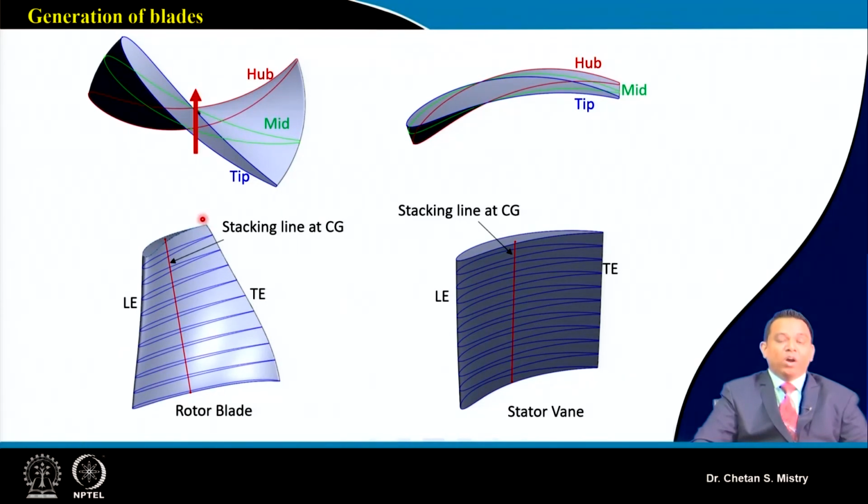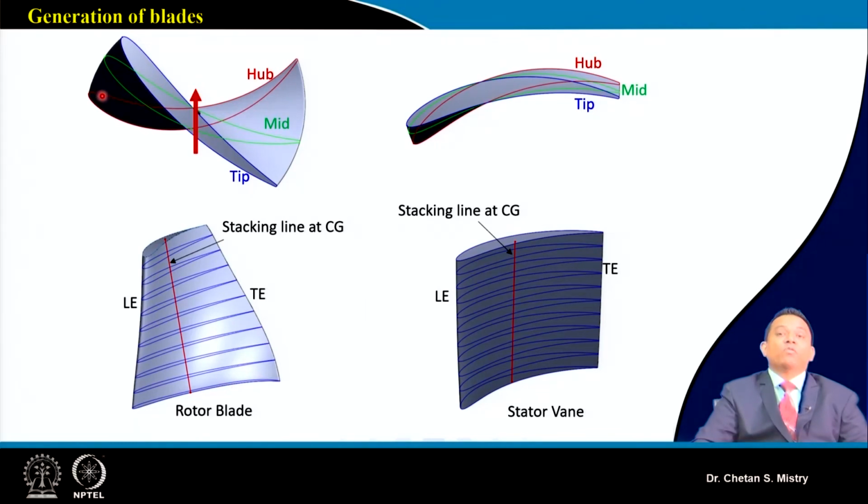We have a total of 11 stations. As I told you, if you have more stations, you will have a smoother curve at the leading edge as well as the trailing edge. That's the reason when you are doing your design, you need to be very careful so that you can do this design precisely. Here you can see this has been stacked about the CG point. So this is what will make my rotor blade.